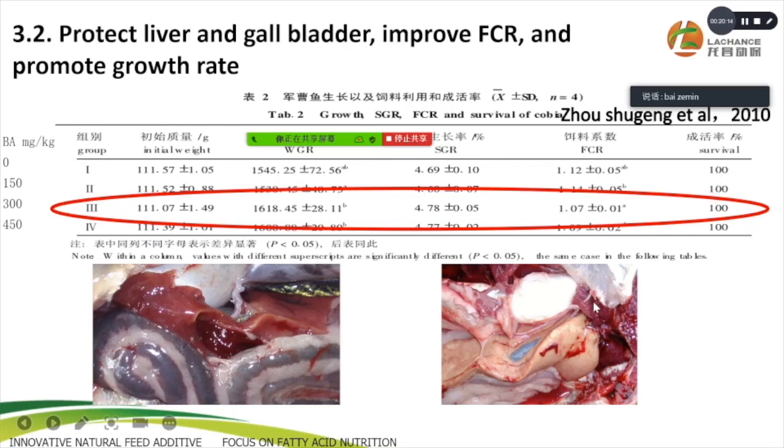In these two photos we can see this is unhealthy. This liver we call white liver, which is very unhealthy, and there is a lot of fat in the abdomen when we open the fish. Okay, this is healthy. This is a red liver. It looks very nice and healthy, and we also found less fat in the abdomen, which means the bile acid did help fat digestion in the feed or in the body.